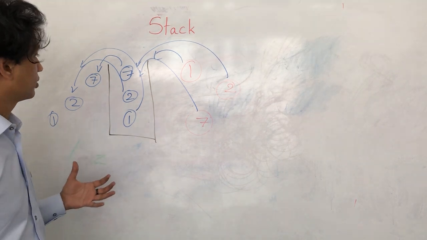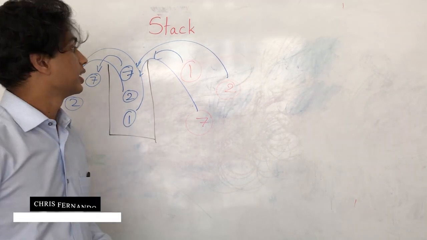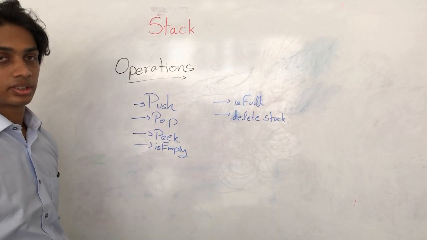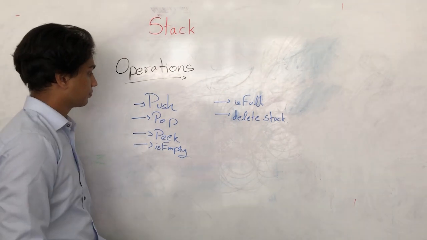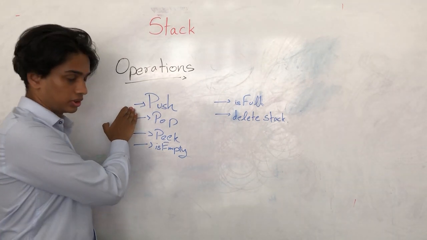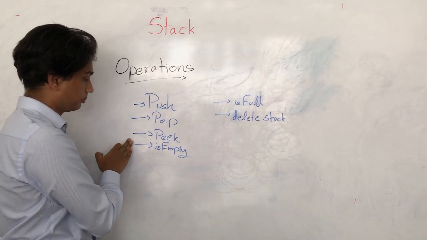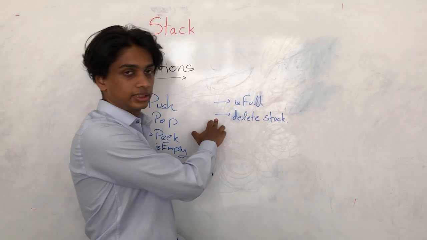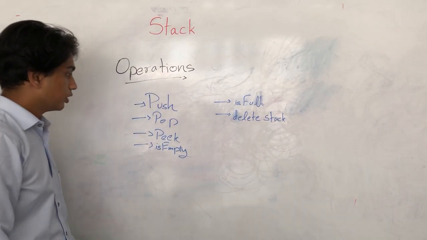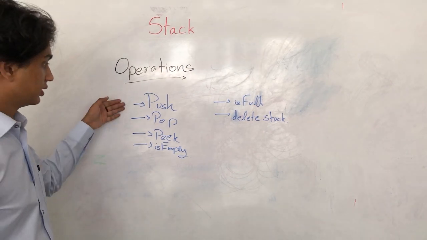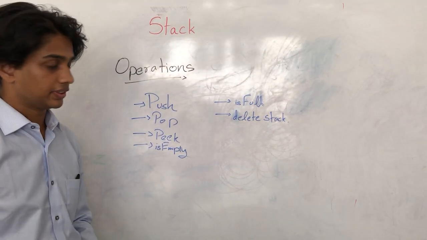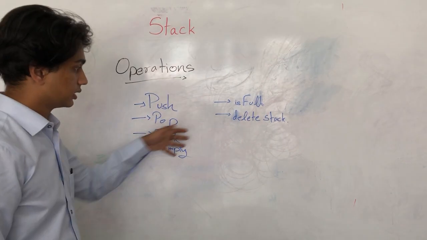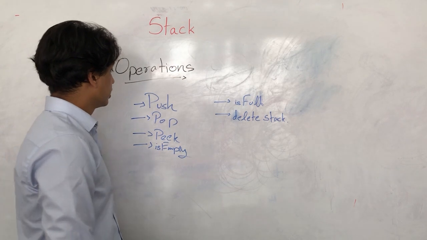After that, we are going to talk about the operations of a stack and how we can implement those things. In a stack data structure, there are several operations: the push method, pop method, peek method, isEmpty method, isFull method, and finally the delete stack method. We will be talking about each of these methods individually in this video. So I will give a small introduction to these things, like what they do in a stack.